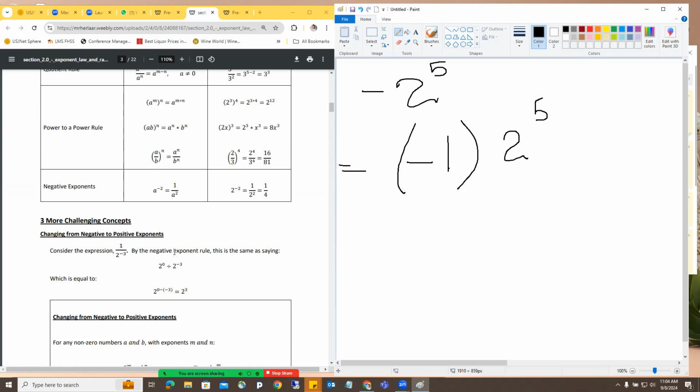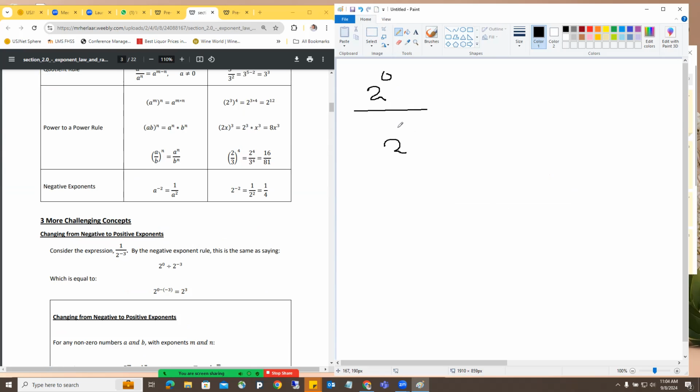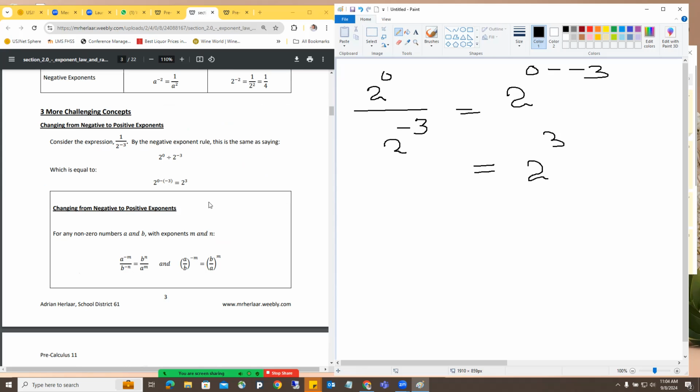More challenging concepts: changing from negative to positive power. We already discussed that one. If we have 2^0 divided by 2^-3, that means we have the same base, so we can subtract the powers. 0 minus -3 gives 2 to the power of 3. So there we have 2^3. That one is also done.